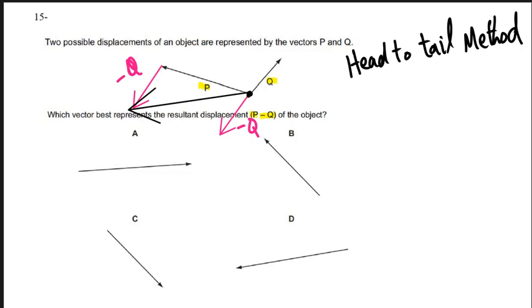If you look at the given options, D is the best possible option. If you compare this vector with this one, they are similar. So our answer for this question is D. This is how we can answer. First you need to understand the meaning of minus q, a negative vector. You don't need to change its magnitude, simply you need to change its direction. That's all. Then just use the head to tail method, and then you can find the resultant vector.